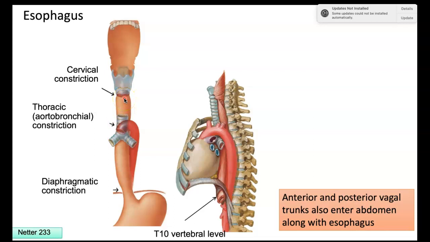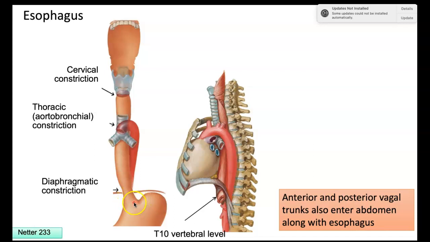The esophagus is a flexible muscular tube that begins at the lower border of the pharynx and continues through the neck and through the thorax. It enters the abdomen through an opening in the diaphragm called the esophageal hiatus, which lies at the T10 vertebral level. That is how the esophagus enters the abdomen, and it quickly ends at the junction between the esophagus and stomach.